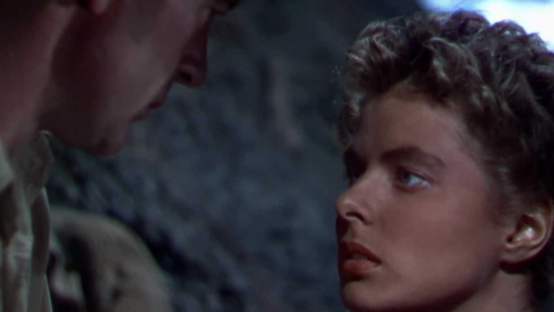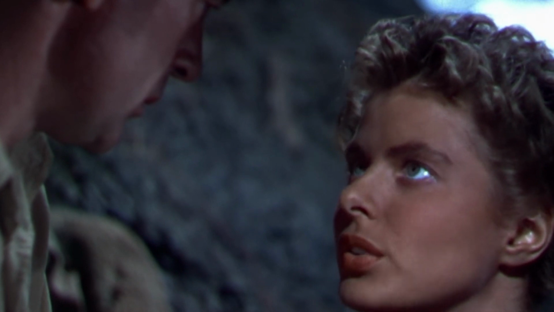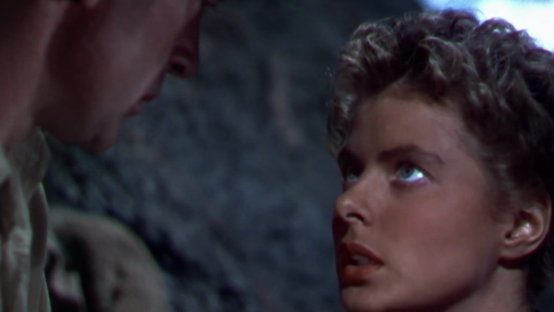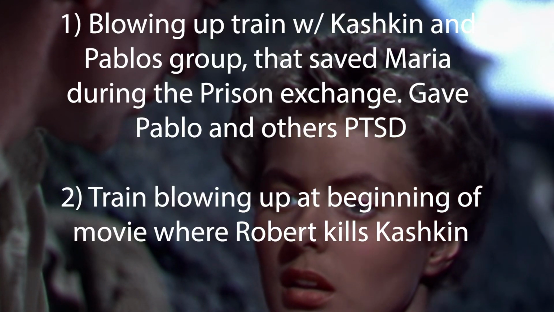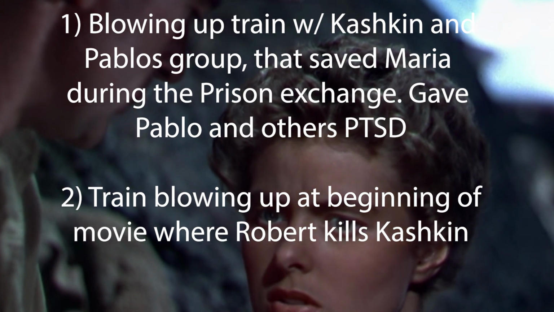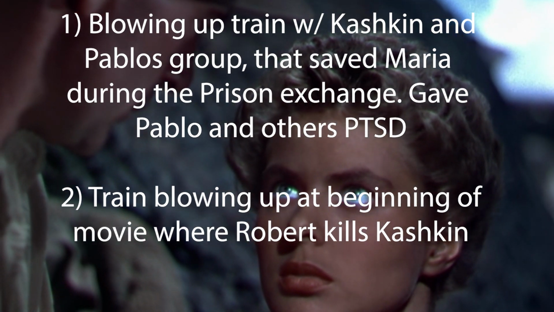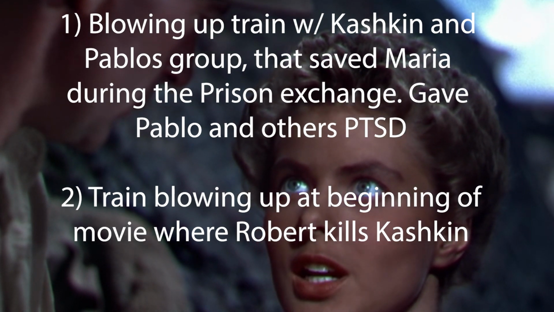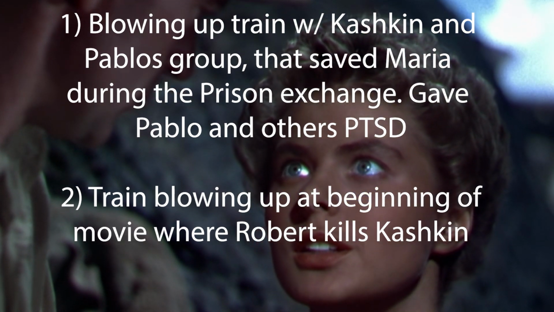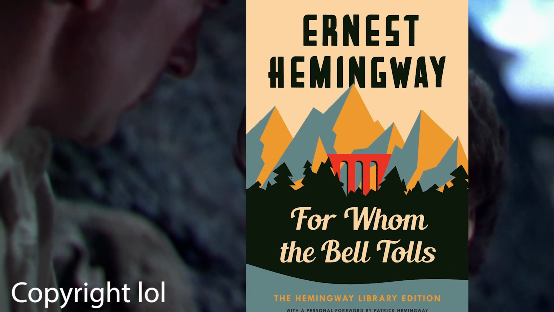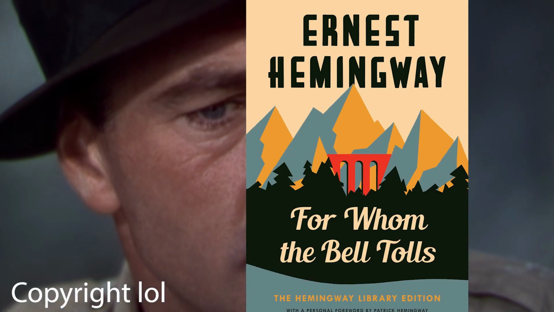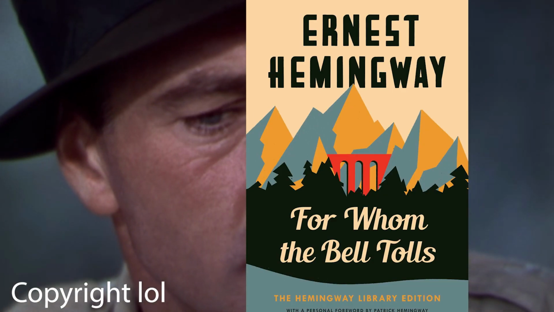Maria was rescued from the Nationalists during the train heist. And just to avoid confusion, there are two different train heists. The heist that Kashkin did with the guerrilla unit that saved Maria and then gave Pablo and the others PTSD. And then the train heist with Robert and Kashkin at the beginning of the movie where Robert has to kill Kashkin.